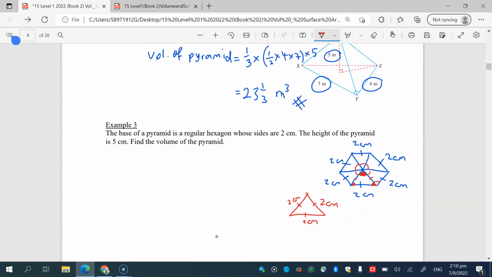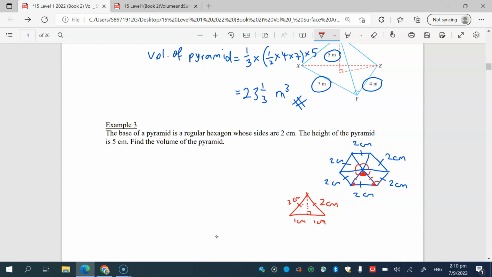All right. Let me write this nicely. 2 cm. Okay, and the angles are all 60, 60, 60. So how do I find the area of this triangle? Now I draw a perpendicular down. Okay, and then what happens? This will become 1 cm here and 1 cm here, right?